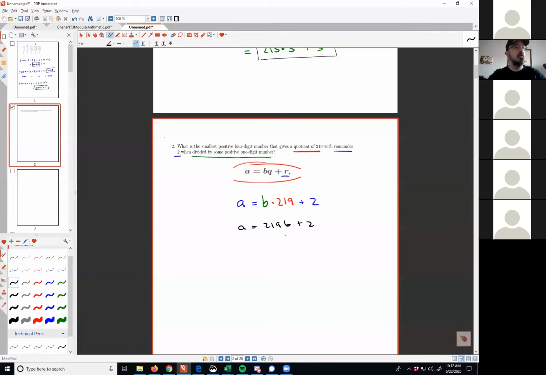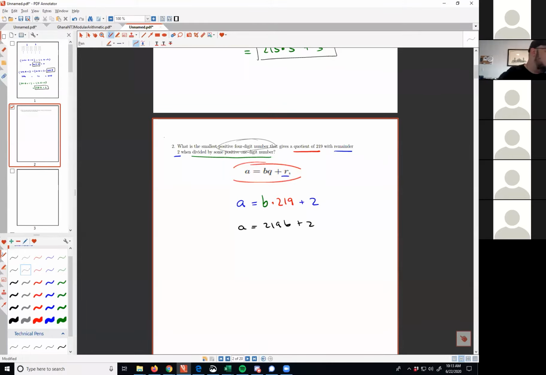Okay, so now let's remember, we're focused on finding a 4-digit number. So how do we get there? Well, first we can start looking at how we can multiply the quotient to provide us with a 4-digit number before adding the remainder. How do we do that? What should we pick for B?